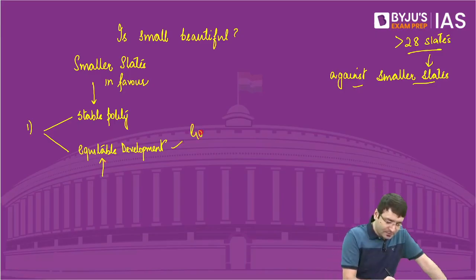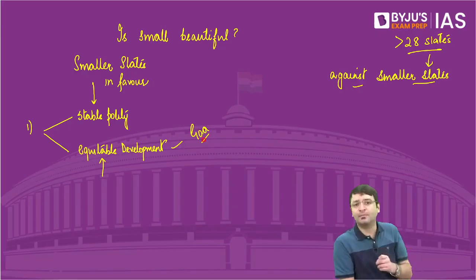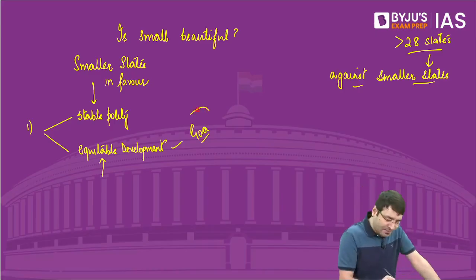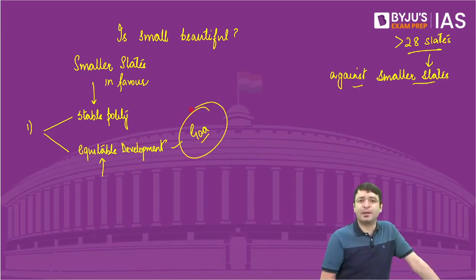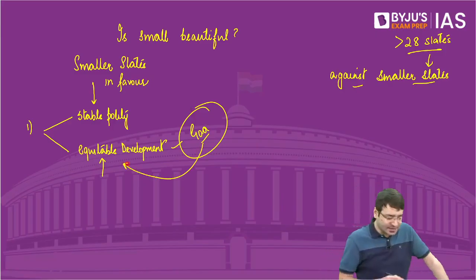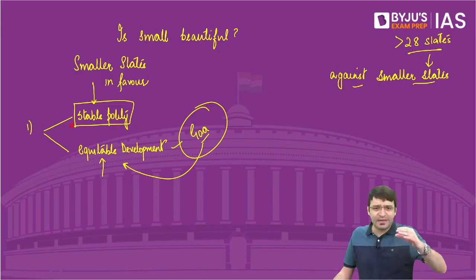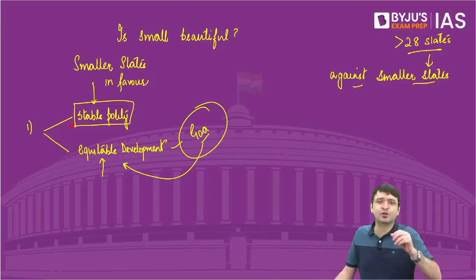Example can be Goa, which is the best performing state in India right now. Take any report, whether it is the Niti Aayog report, whether it is the Raghuram Rajan committee report, in any report you see, the name of Goa comes as the most developed state in India, and Goa is a smaller state. Because a smaller state leads to equitable development. And at the same time, it leads to a stable polity. Stable polity in the sense that the governments tend to be stable. They tend to complete their full 5-year term when a state is smaller.